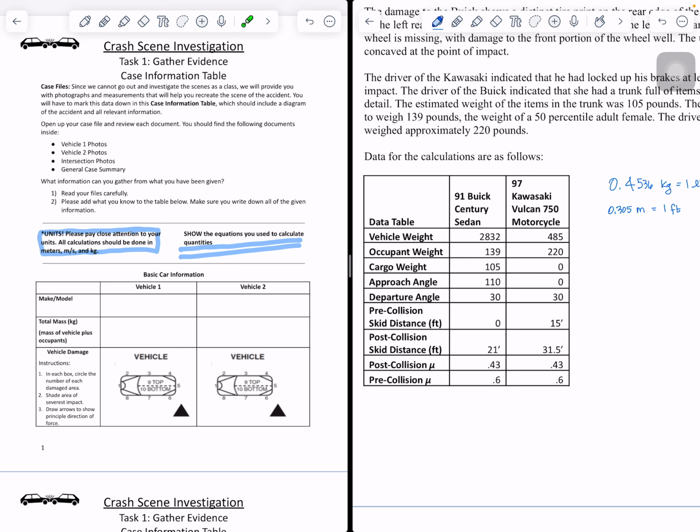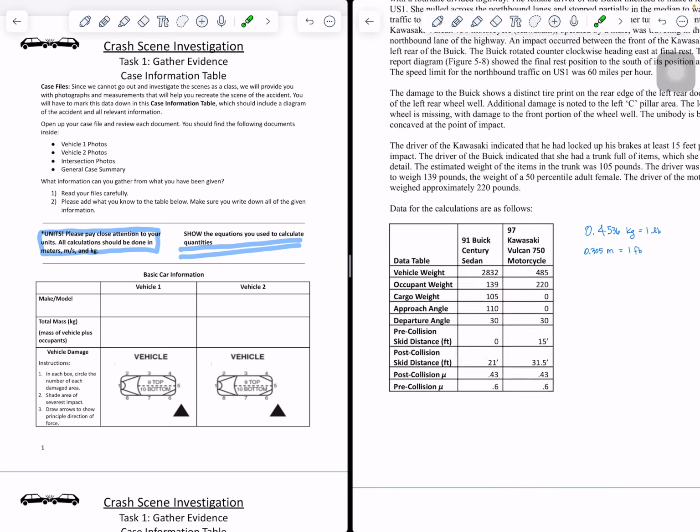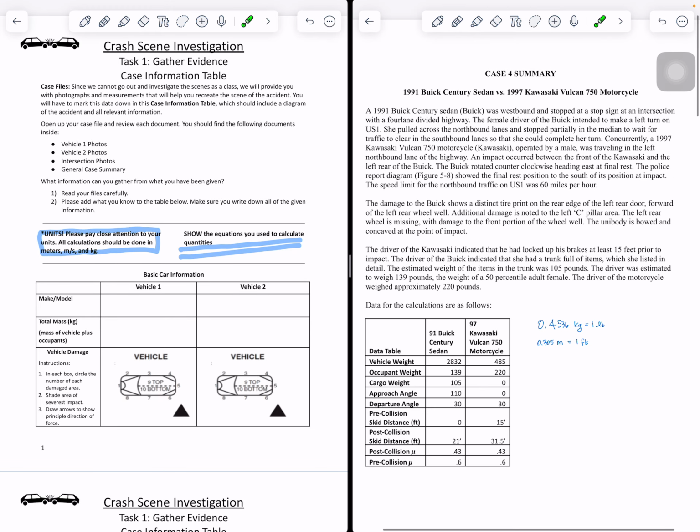Now, if we look at mine, no one has this one, you need to look at yours. If you look at mine, it's got the vehicle weight, the occupant weight, and the cargo weight. Not all of the summaries have those three things in the table, so you need to read the text to see if they have occupant weight and cargo weight. For example, in this one, the estimated weight of the items in the trunk was 105 pounds. Even though it happens to be in my table, it's not always there. They tell you driver estimate and the weight of occupants, etc.